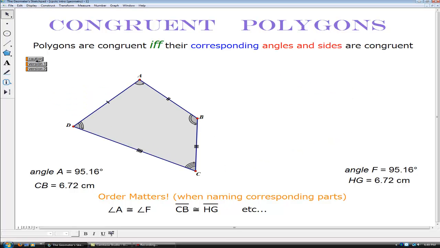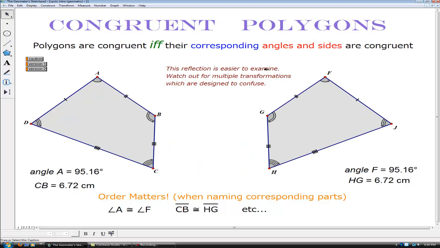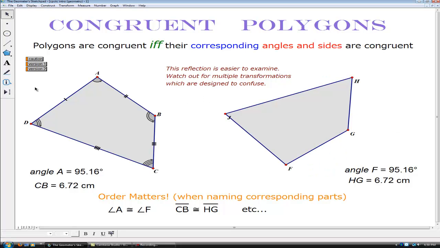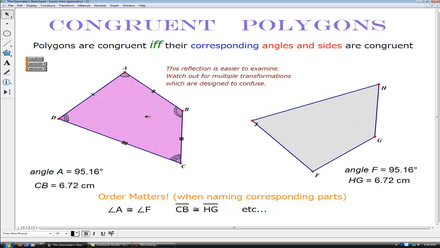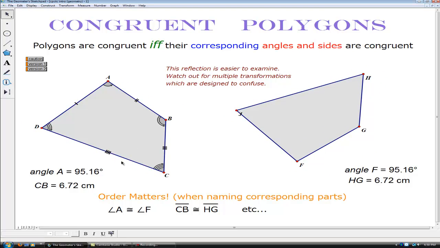Now here's a little cautionary reminder for you. When we look at this first reflection, keep in mind that this is an easier problem to examine. Be careful and watch out for multiple transformations in a problem which are designed to confuse you, like this, which is reflected and rotated. If they're given as congruent, it can be harder to determine the order of the letters when you're making congruent statements. So just take a little extra time when there are multiple transformations.